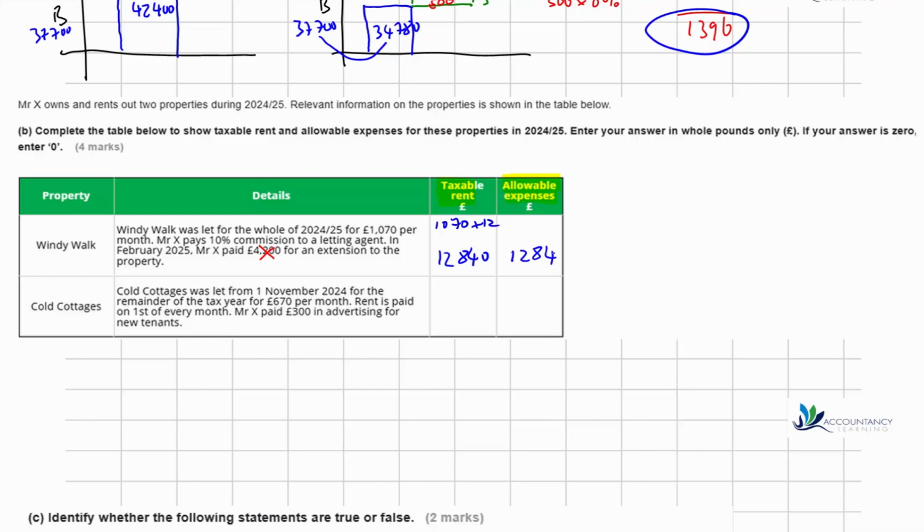Now, in practical terms, that commission may be deducted from the rent by the letting agent, so it might be that we only receive the net amount. But for our tax return purposes, we're going to put the full amount of rent as our income and then show the letting agent commission as an expense. Okay, so we wouldn't show the net amount that we actually receive in our tax return. We'd show them separately.